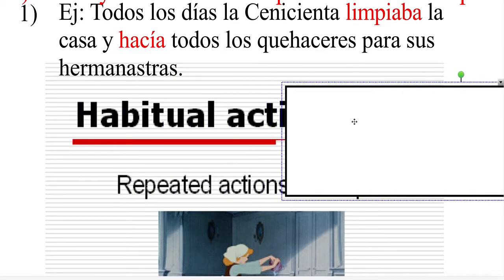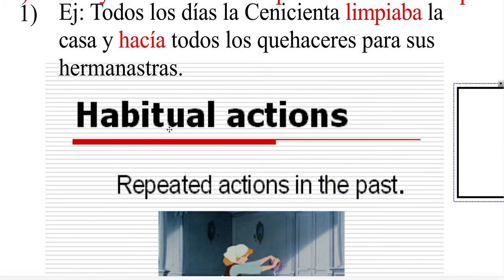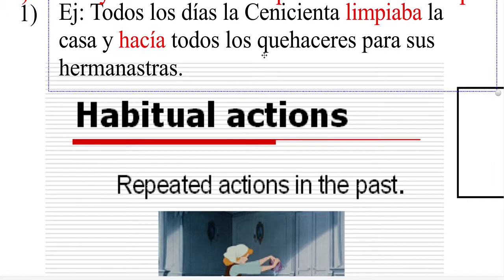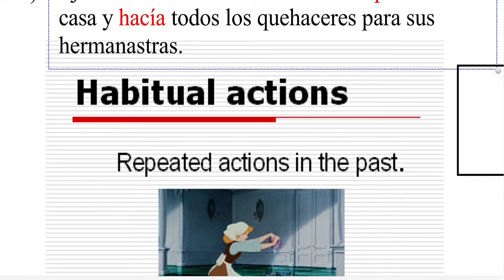Okay, if you said habitual actions, you would be correct. And if you look, the key word here would be todos los días, every day. And that's why we would make this word and this word in the imperfect. Okay, so repeated actions in the past.